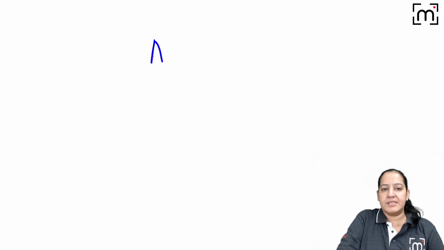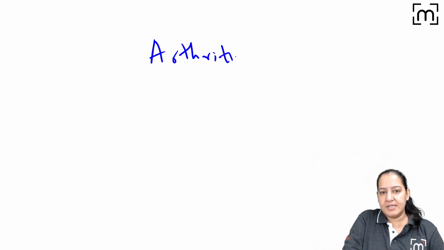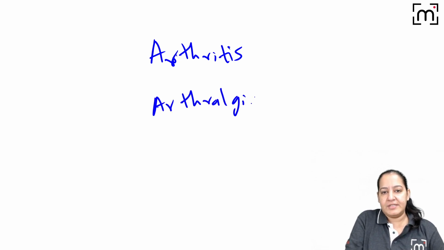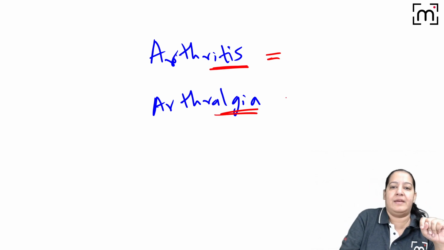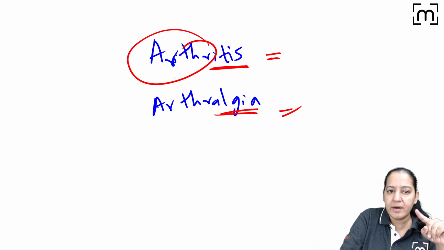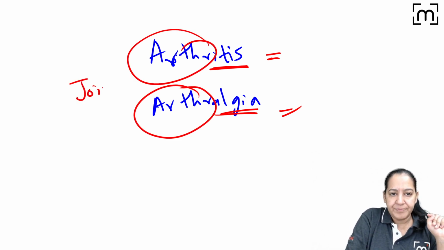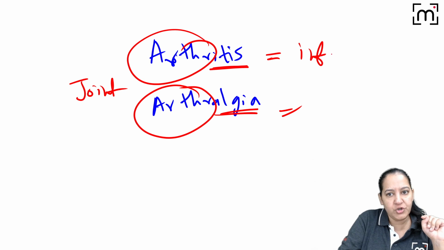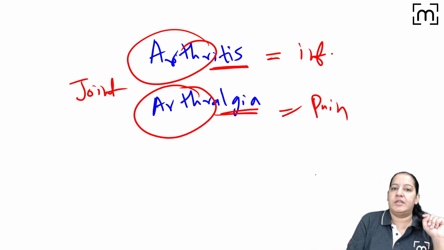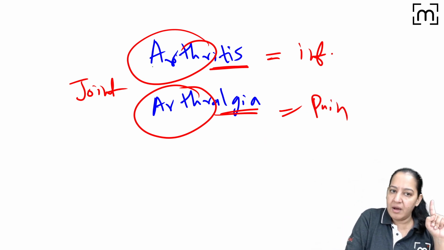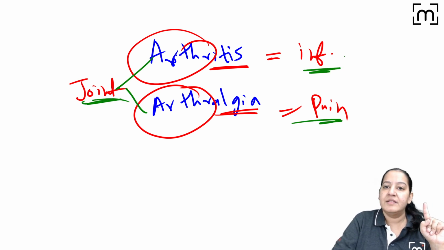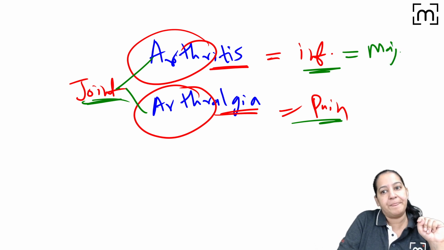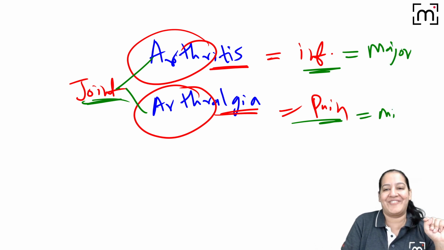Now there are 2 terminologies: arthritis and the second is arthralgia. What do you mean by that? Itis means inflammation. Algia means pain. Please understand the difference. The word arth is the joints. So the patient has inflammation of the joint and the patient has pain in the joint. You got my point? So the word arth means the joint: joint inflammation and joint pain. The inflammation of the joint is a major criterion, but the pain in the joint is a minor criterion.